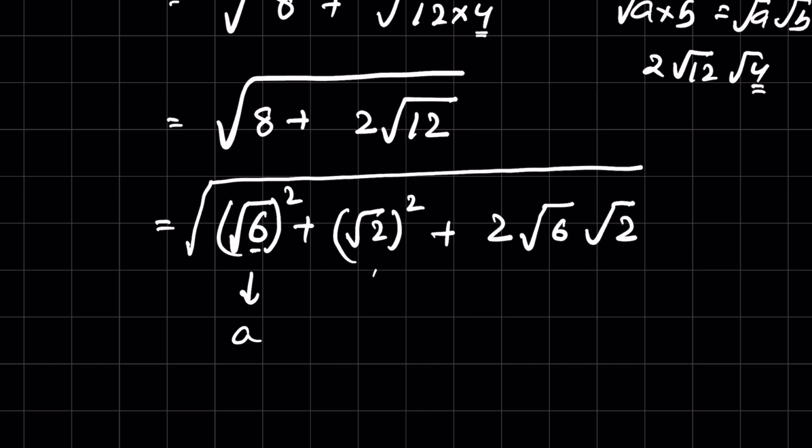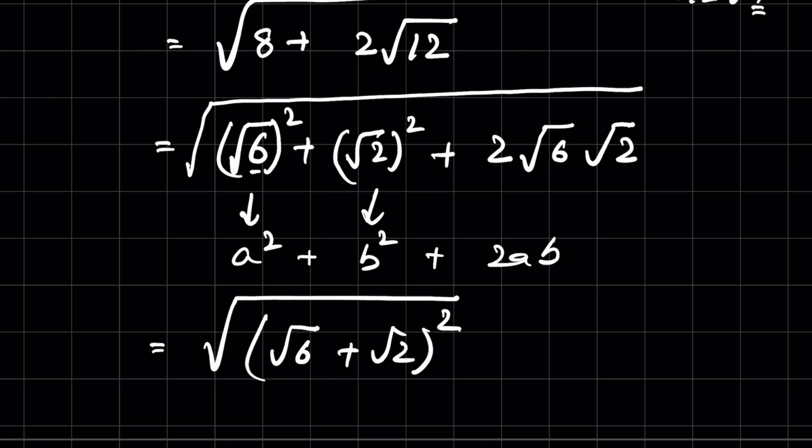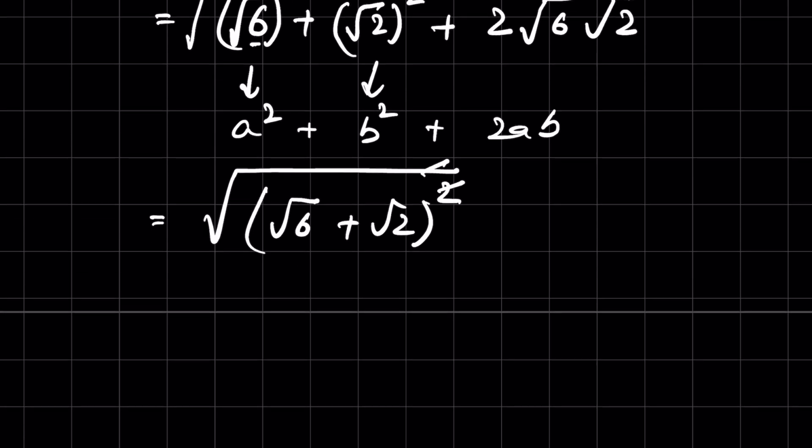Now if we take square root of 6 as a and square root of 2 as b, then it is in the form of a square plus b square plus 2ab. And this is an algebraic expression. This means square root of 6 plus square root of 2 whole square under square root. Now remove the square root with the square. So answer is square root of 6 plus square root of 2.